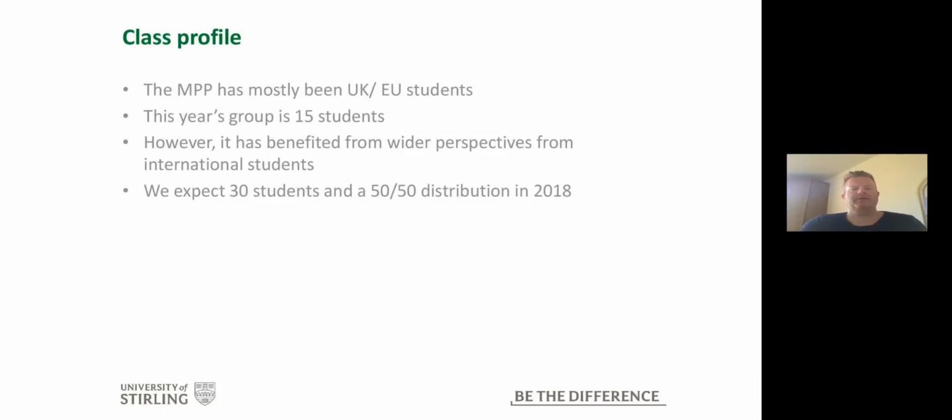Okay, so the profile of the class. It's quite a new program, so it's been going for a few years. It began mostly with UK and EU students, and it began quite small, but it's growing quite fast. So this group this year is about 15 students, and they would have 15 in the core group, and then they would spread across lots of different courses of various sizes.